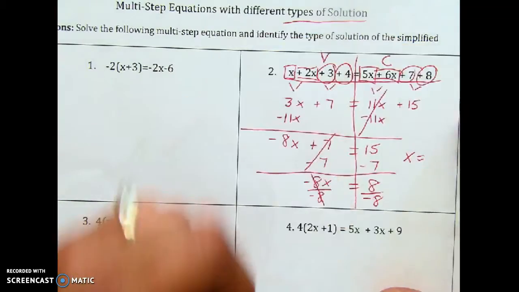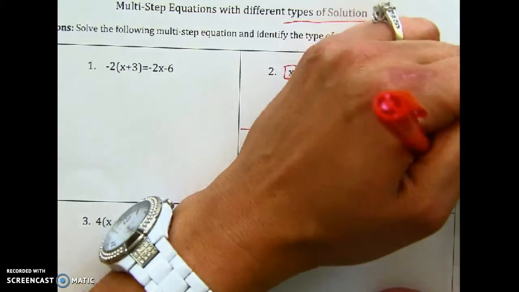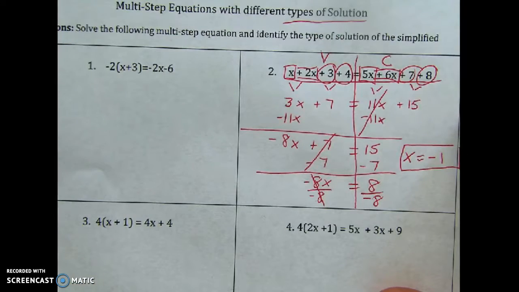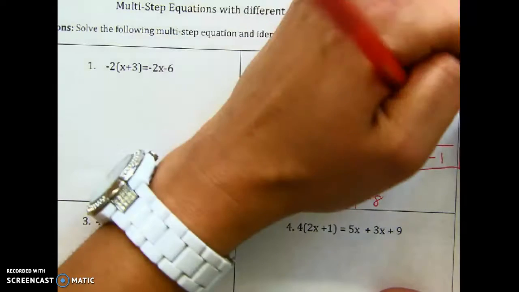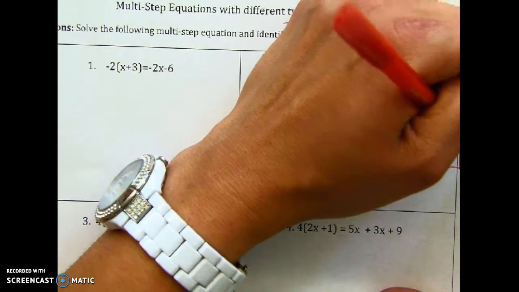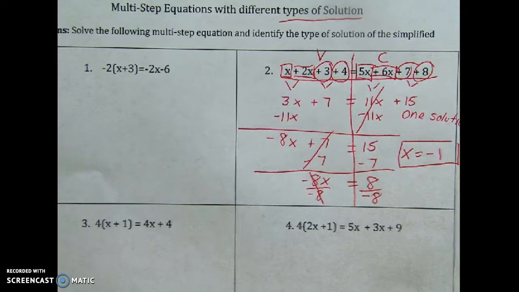That will cross out. I'm going to get x equals positive divided by a negative is going to give me a negative. 8 divided by 8 is 1. Because I have a variable that equals a solution, I'm going to go ahead and write one solution. So as you do the rest, make sure you follow the steps given, and you should be able to solve and identify the type of solutions. Good luck.